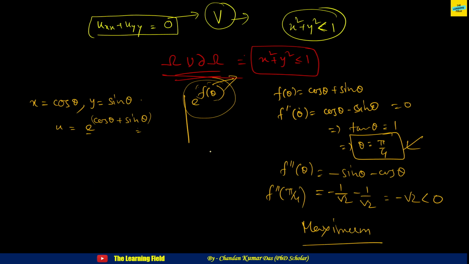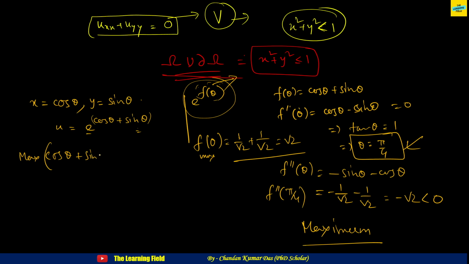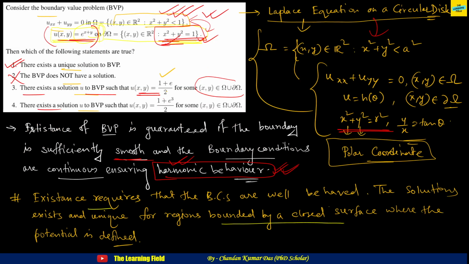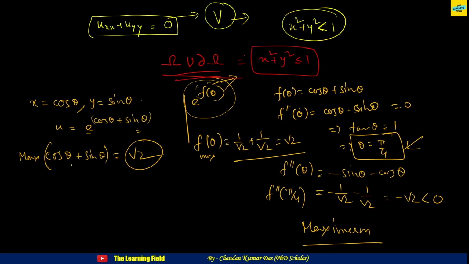So the maximum value of f(theta) is f at pi by 4, which is equal to cos pi by 4, which means 1 by root 2, plus 1 by root 2, which is equal to root 2. That means the maximum of cos theta plus sin theta is equal to root 2. Now e to the power root 2 is the maximum value of these functions.